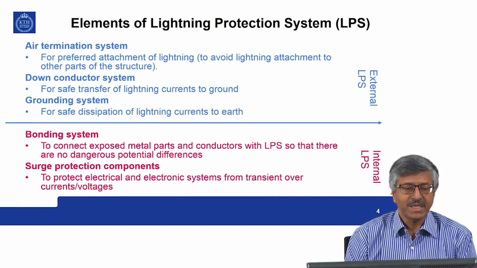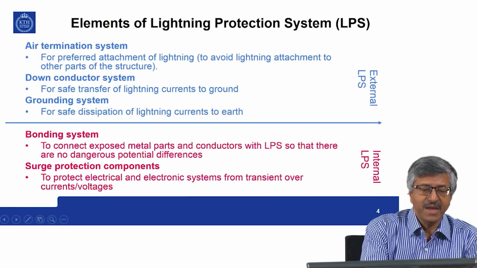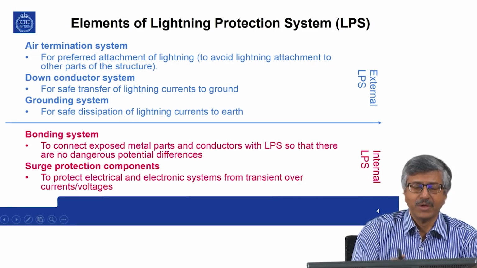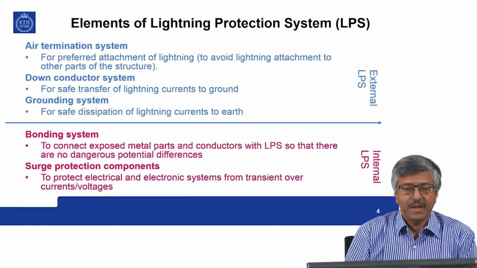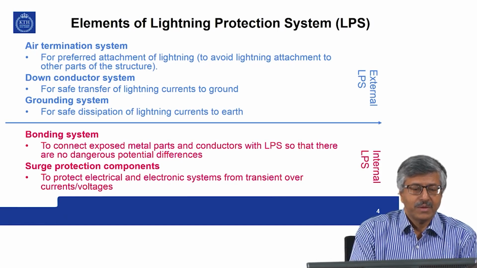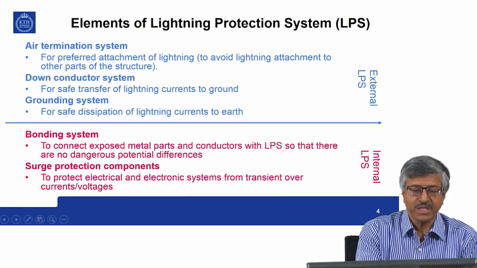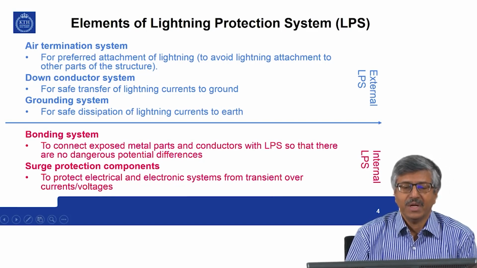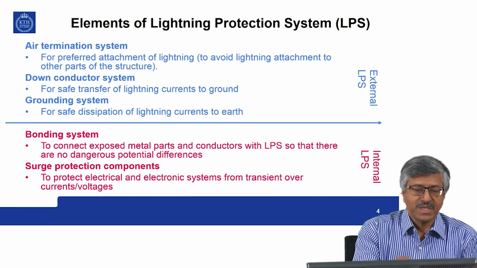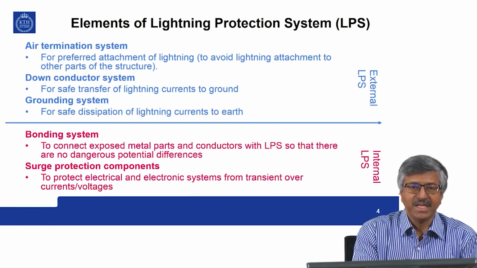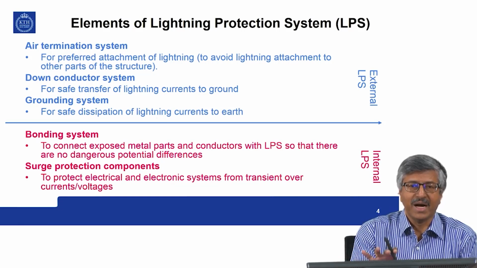Then in the down conductor system, you provide a safe transfer of lightning currents to the ground. And in the grounding system, you provide safe dissipation of lightning currents to earth. And during this process, lightning currents are not entering into the building in an uncontrolled way.